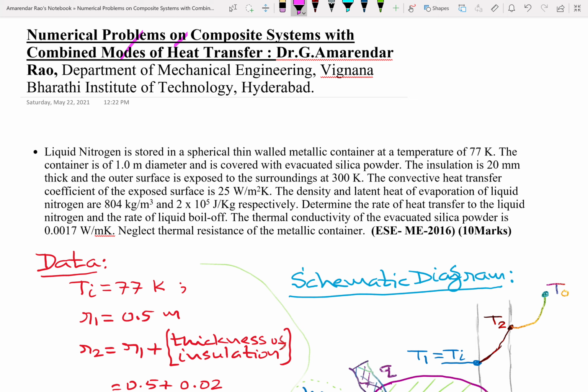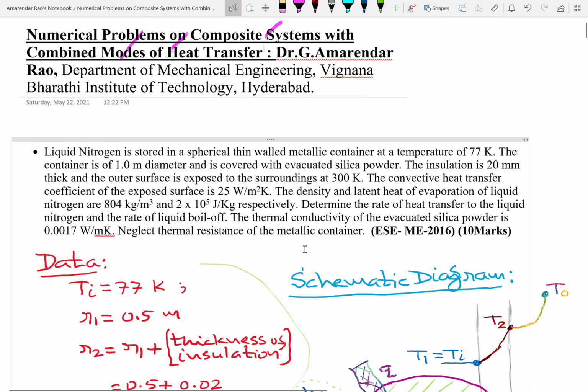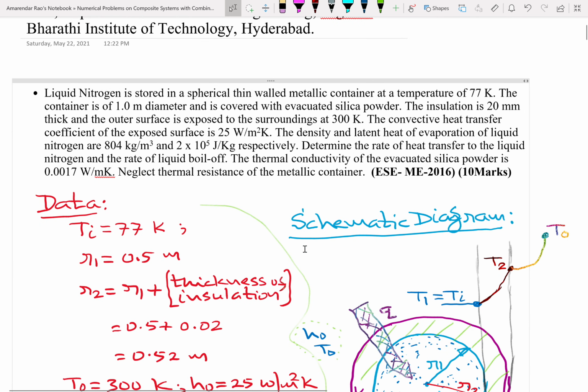In today's session, we will try to solve some numerical problems on composite systems involving combined modes of heat transfer. And majority of these problems are picked up from the previous engineering service examination. Let us go with the very first problem, which has appeared in engineering service examination, mechanical engineering, in 2016 for 10 marks.